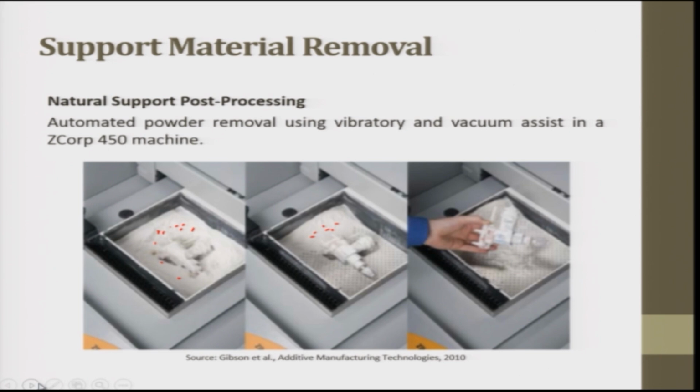Now, this is one of the apparatuses developed by Z-Corp manufacturers. It is the Z-Corp 450 machine. It has vibratory and vacuum assisted powder removal. When the table vibrates, these pores help to remove the material, and there is a vacuum down the table that takes this powder off, and this is the build that is taken away, the part, or I can even say the product of this processing.